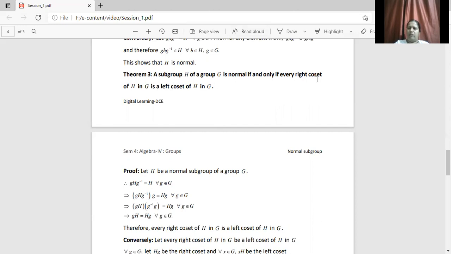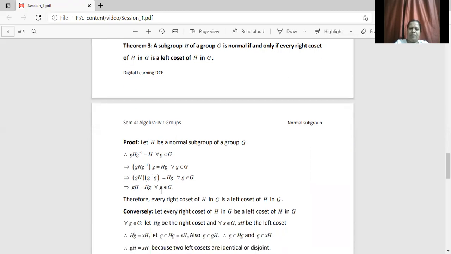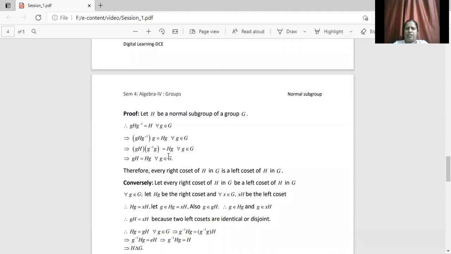When it is true, then we have to show every left coset in G is again a right coset in G. For that, H being a normal subgroup of G means, from the previous theorem, we can write gHg inverse is equal to H for all g belongs to G. That implies gHg inverse into g is equal to Hg. That means you have to operate g from the right side on both sides of this equation.